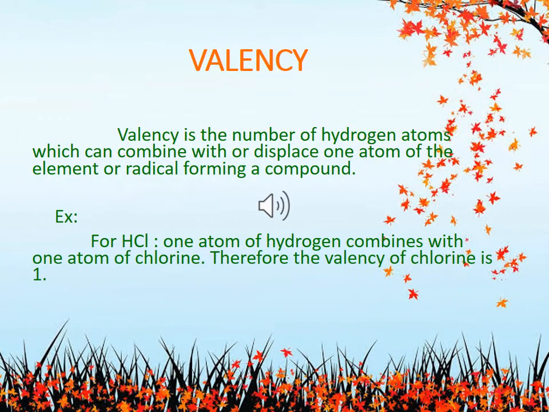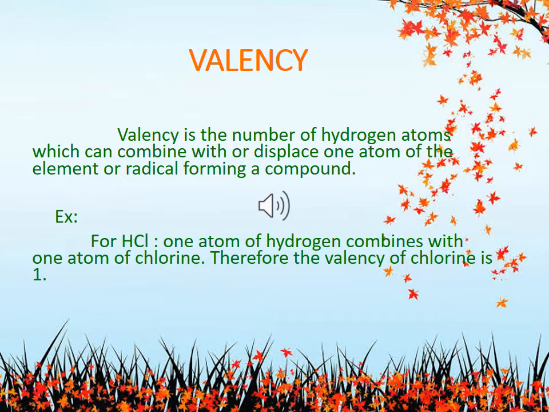Now, this slide is all about valency. So what is valency? Valency is the number of hydrogen atoms which can combine with or displace one atom of the element or radical forming a compound. So when I'll give you the example, it will be very clear to you.